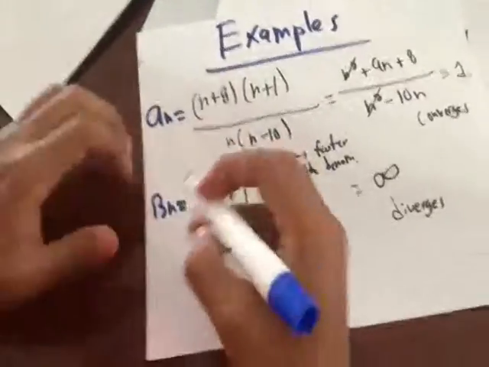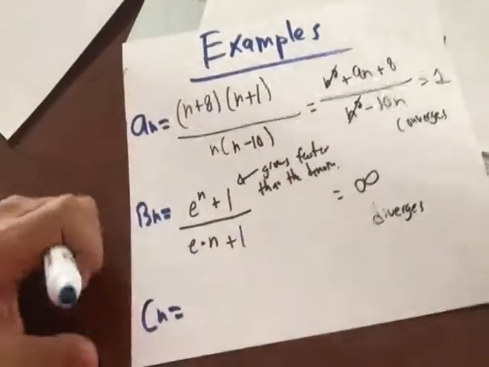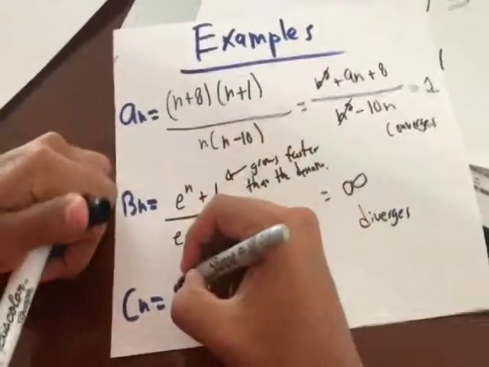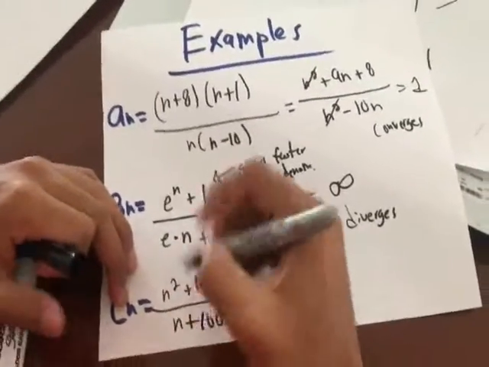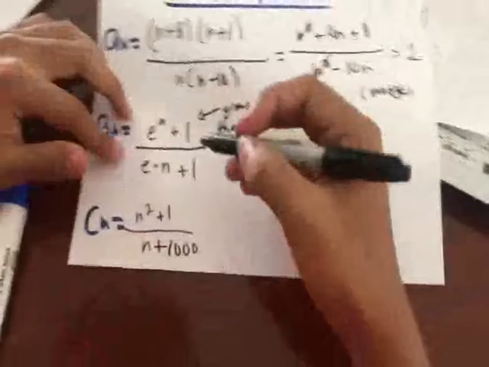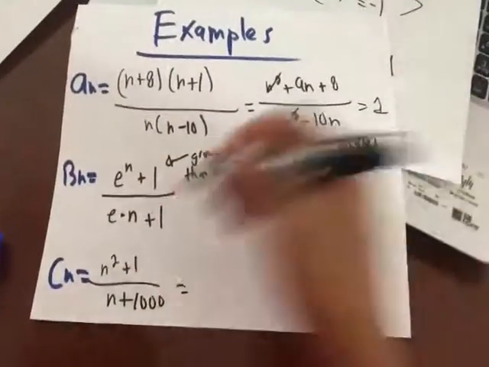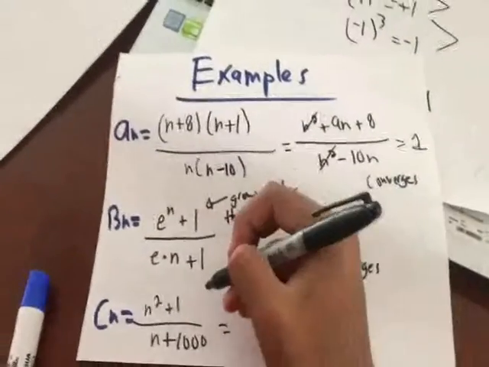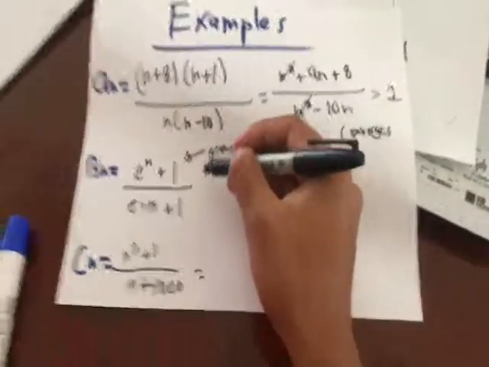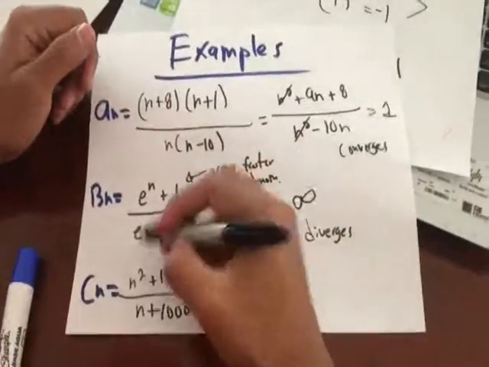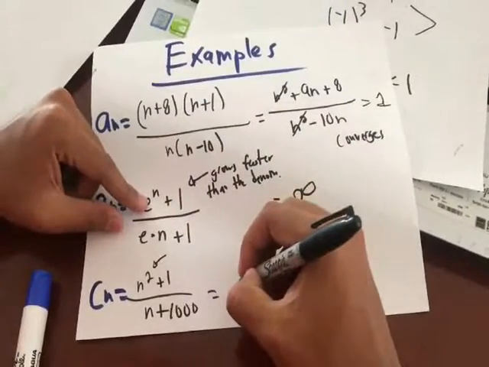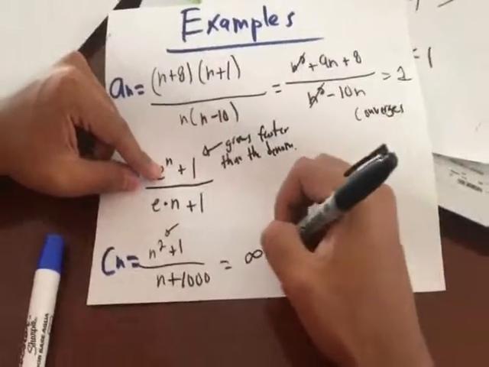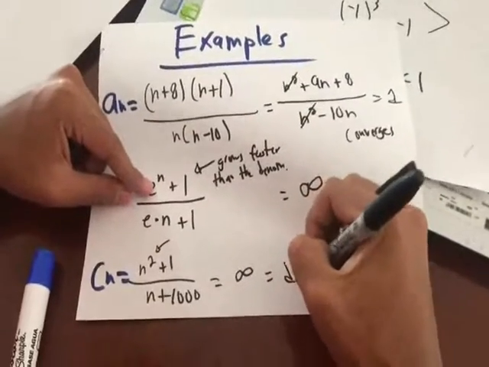The third example is the following: n squared plus 1 over n times 1000. As n approaches infinity, the numerator grows faster than the denominator since it is squared. So we can say that this sequence approaches infinity, therefore it diverges.